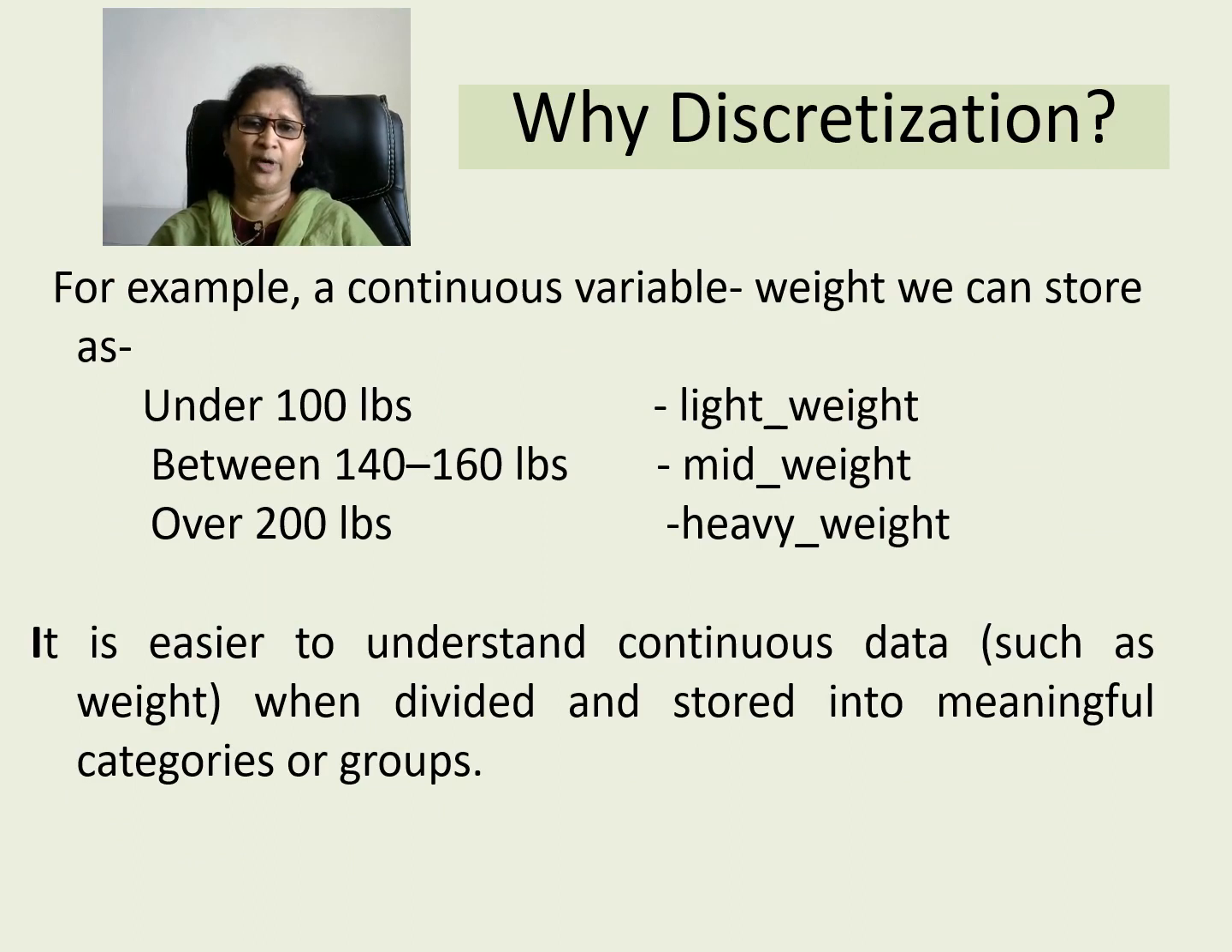Now, why do we go for data discretization? We just said that it is going to convert the continuous values to discrete. So let us take one example of a continuous variable, weight. We have some values below 100, lying between 140 to 160, and above 200, which can be named as lightweight, midweight, and heavyweight. And this makes it easy to understand continuous data like weight when divided and stored in meaningful categories or groups.